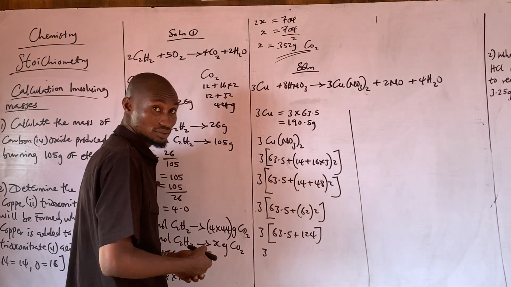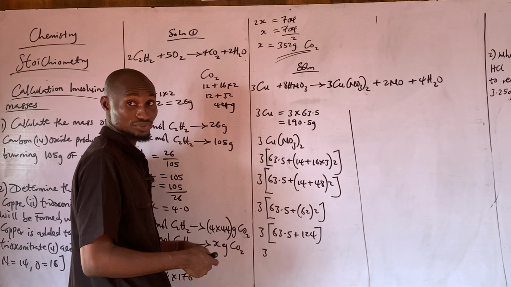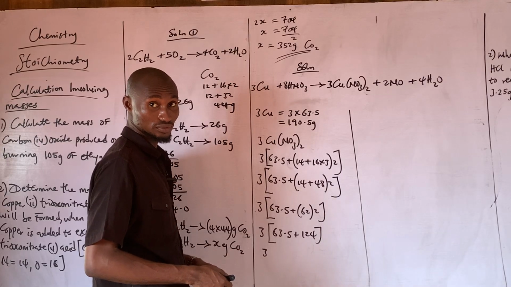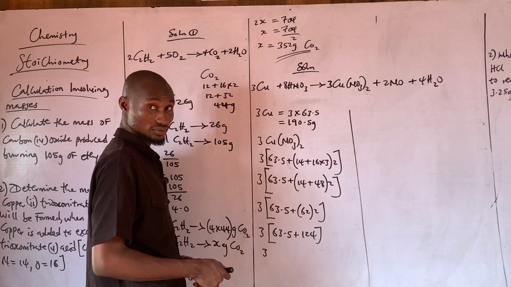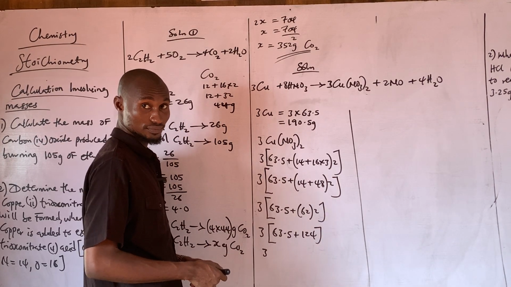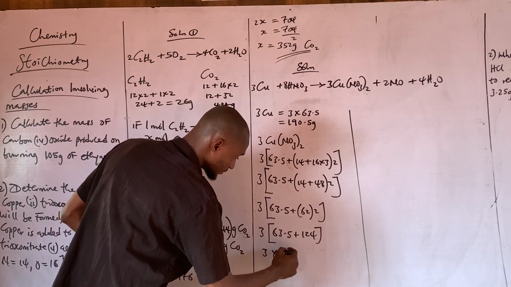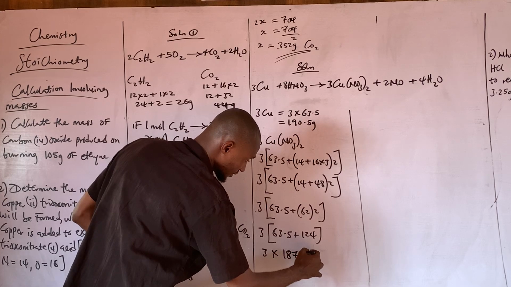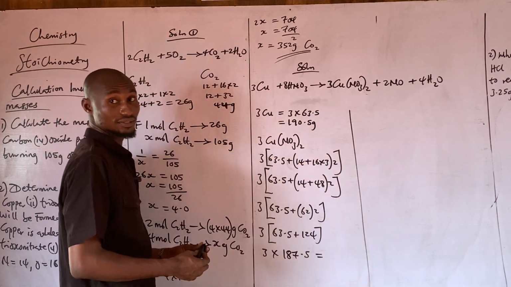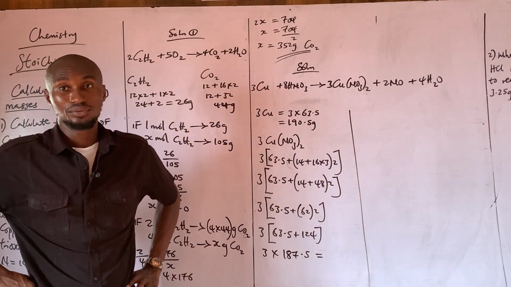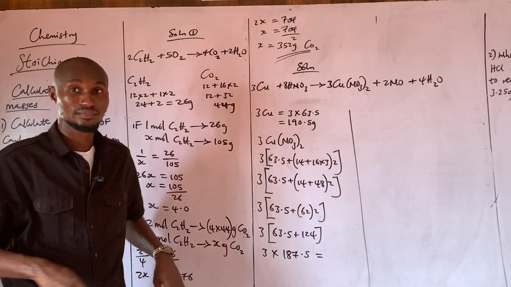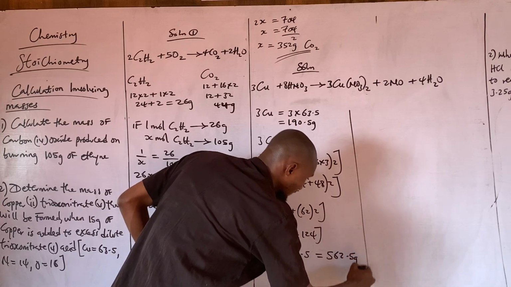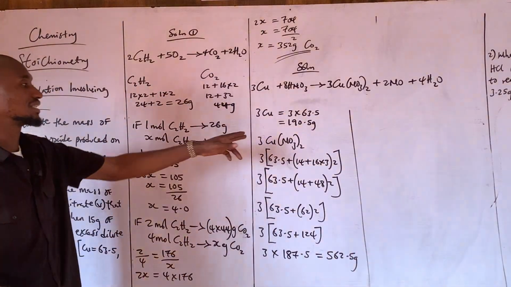187.5. Is that what we get? 63.5 plus 124. Okay, 124. Let me see. 187.5. Yes. Times 3. What do you have? 562.5 gram. Now, this is the mass of copper trioxonitrate.